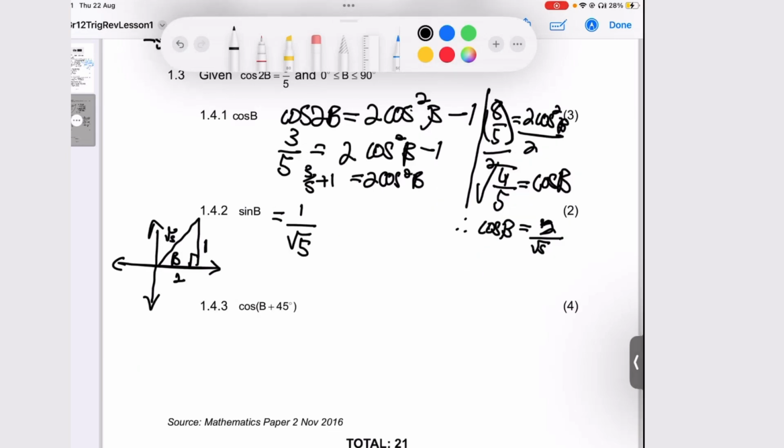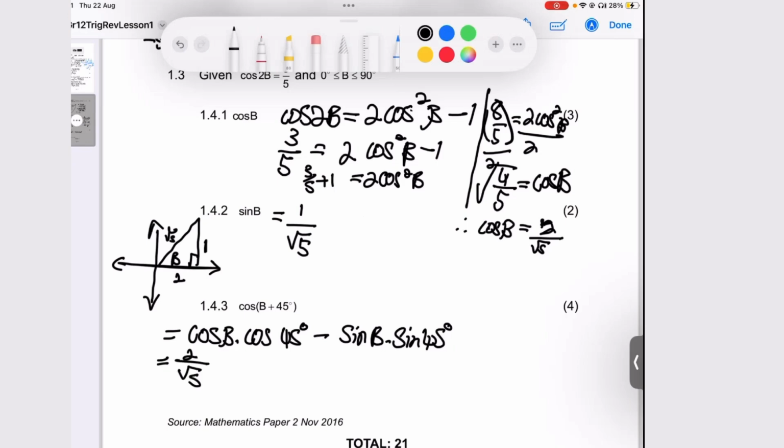And then we look at the last question: find cos of B plus 45. What you do here is break this down using the compound angle formula. So this is cos B times cos 45 minus sine B times sine 45. So cos B is 2 over the square root of 5 times 1 over the square root of 2, minus sine B, which is 1 over the square root of 5 times 1 over the square root of 2. The answer to this will be 1 over the square root of 10. That will be the final answer.